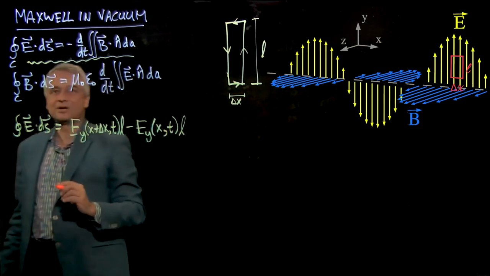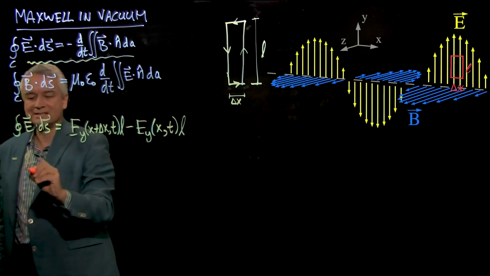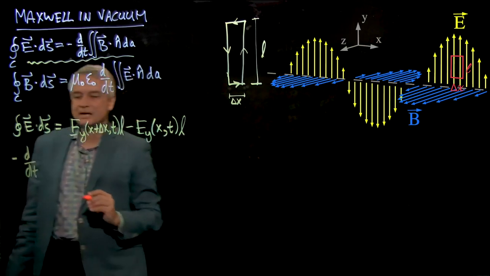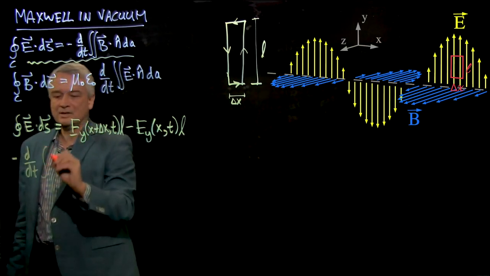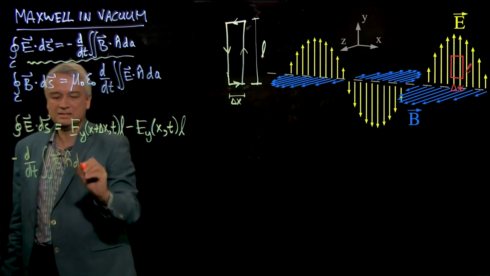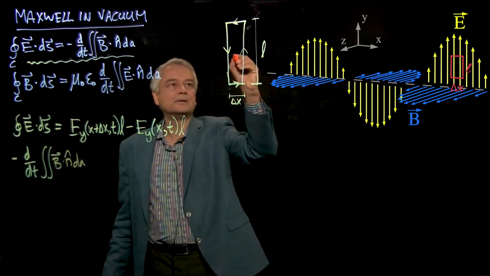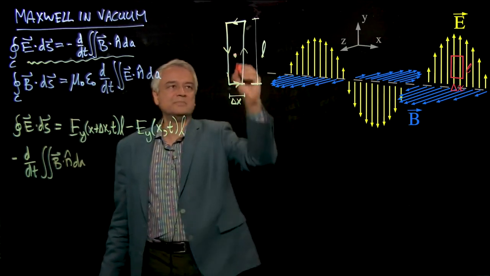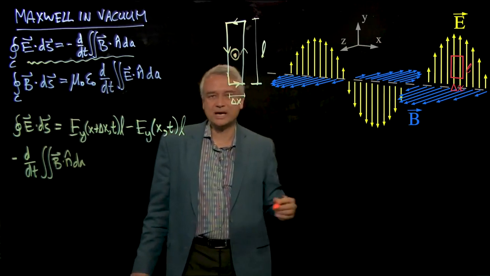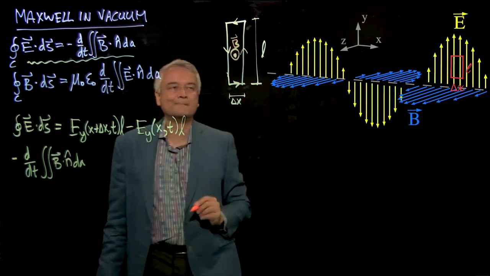The right-hand side of the equation is minus. Remember that minus, that's Lenz's law. We spent a long time understanding that minus sign in Faraday's law. Minus d by dt of the surface integral of B dot n dA. And there is a B here. And this B is the blue arrows in the diagram. And it's coming from me towards you.